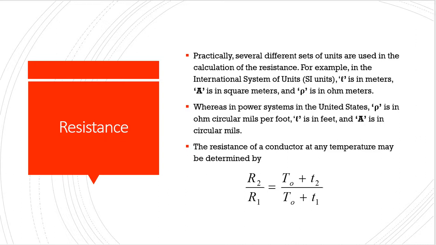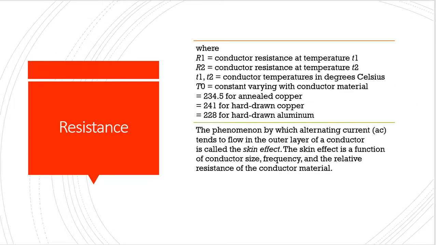In this case, the resistance at T1 is represented by R1, whereas the conductor resistance at temperature T2 is taken as R2, where T1 and T2 both represent the conductor temperatures, measured in degrees Celsius. And afterward, we can know the value of T naught. T naught is basically a constant that depends on the conducting material.